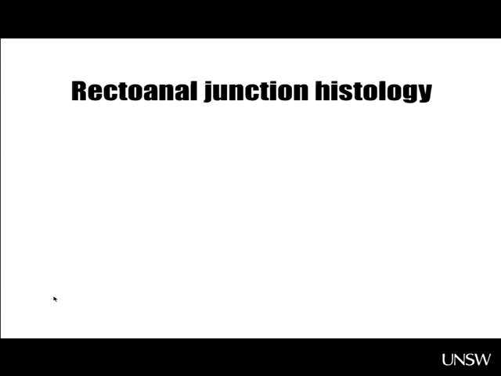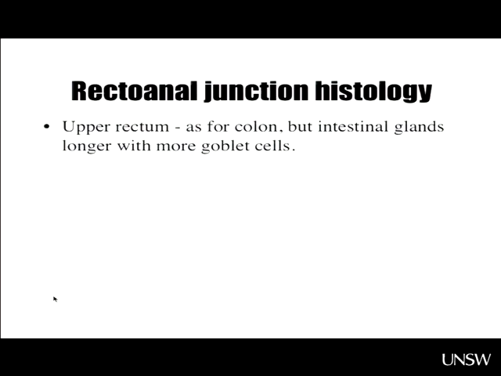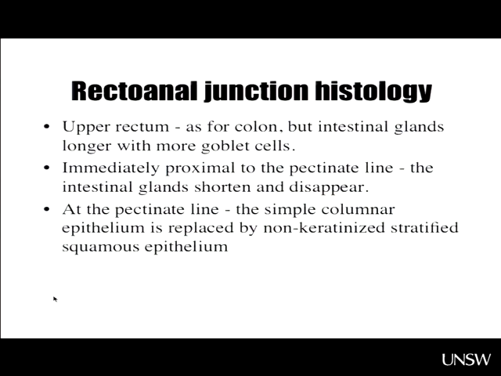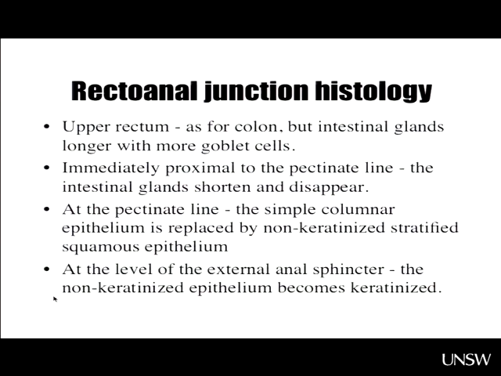Now just to talk about the junction histologies, as I said, upper rectum has pretty much the intestinal histology, so you've got intestinal glands and goblet cells and so on. And just proximal to the pectinate line, they start to shorten and disappear. At the pectinate line, the simple columnar epithelium is replaced by non-keratinized stratified squamous epithelium. So, of course, the potential for the tumours is going to change. And at the level of the external anal sphincter, that's pretty much the white line of Hilton. The epithelium becomes keratinized, so it really becomes true skin.